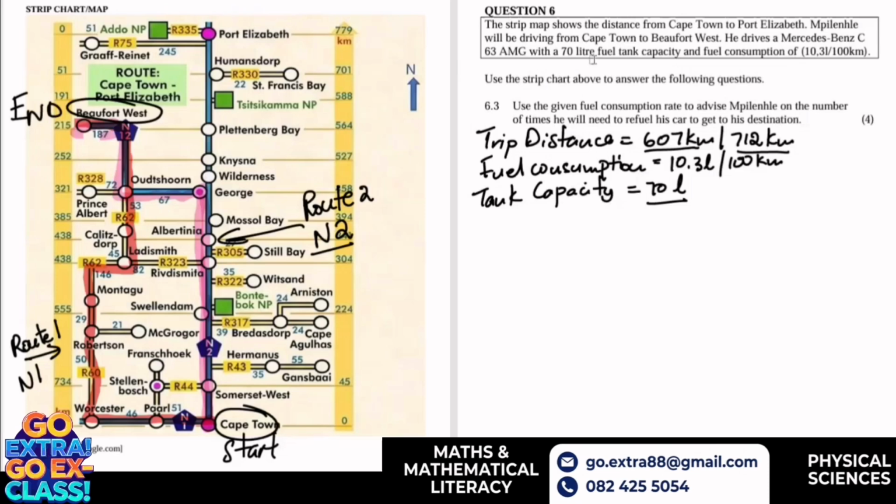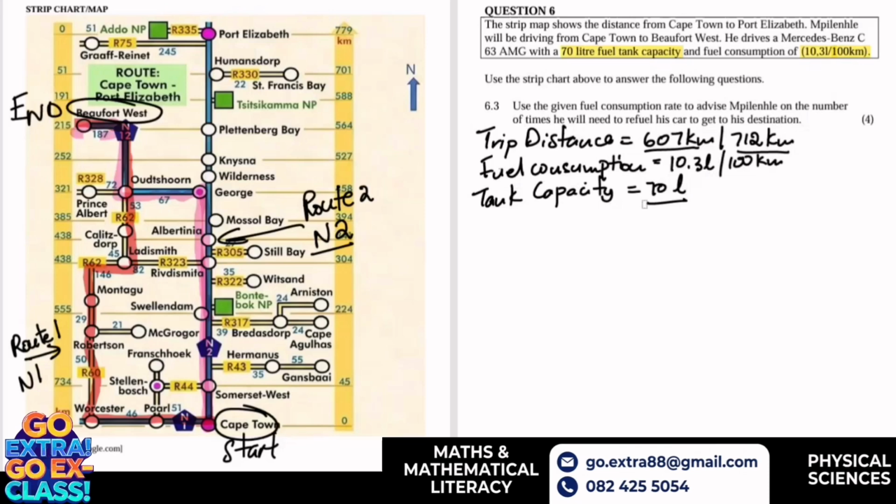We are told that the capacity of the car is 70 liters, so that's a full tank. And then the fuel consumption: how much fuel does the car use? We are told that for every 100 kilometers, it uses about 10.3 liters. That's the rate at which the car uses fuel.